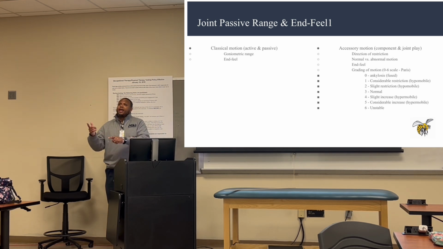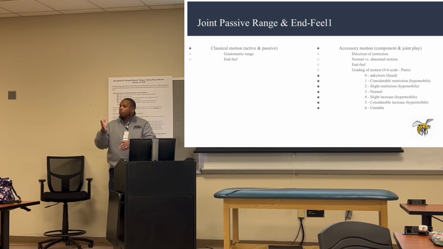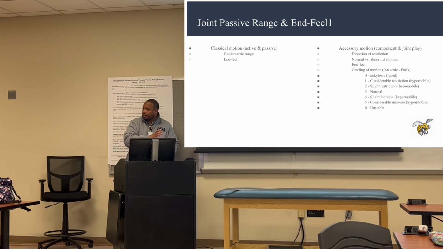From that aspect, if a person is significantly hypermobile, it could be due to some type of joint capsule laxity, or it could be due to weak musculature, weak muscle tendon units. In the case of it being hypermobile, if we get a joint that's extremely hypermobile or unstable, then we know we have to treat this with strengthening and stabilization.